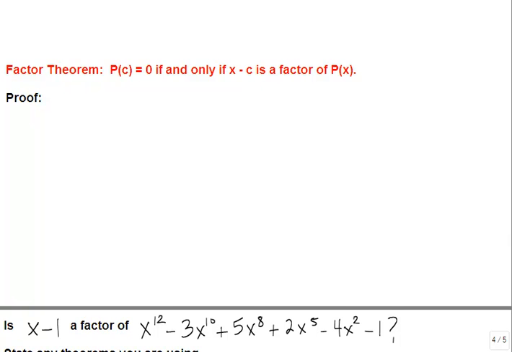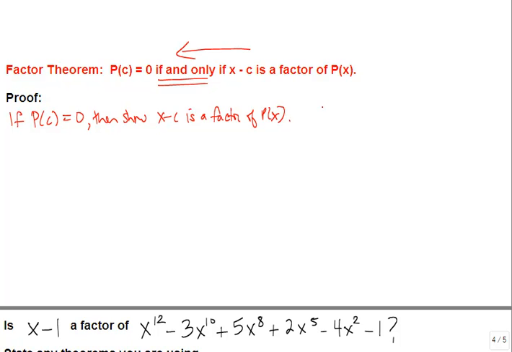Okay, now we probably haven't done a whole lot of proofs, but we're going to try a proof here on this one. And this is an if and only if statement. So there's actually 2 directions involved. You have to prove that if p of c equals 0, then x minus c is a factor of the polynomial. Let me write that down. So if p of c equals 0, we have to show that x minus c is a factor of p of x. That's one direction.